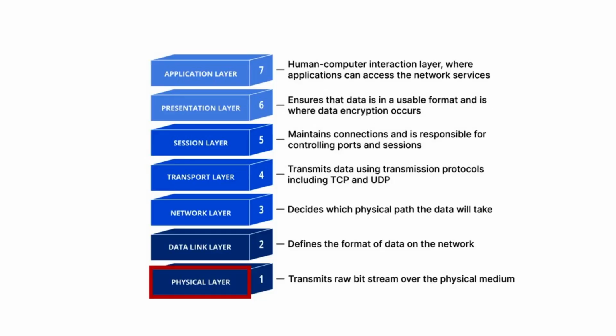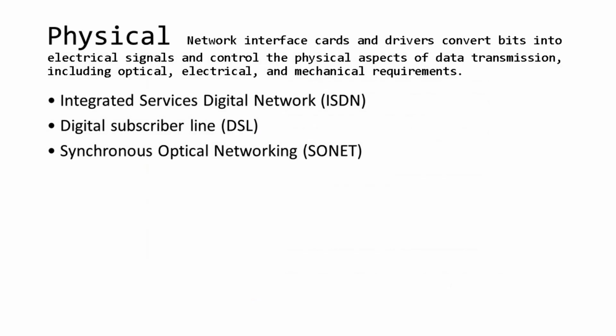Moving down from the data link layer, we'll be at the physical layer of the OSI model, which is the first layer of the OSI model. At this layer, network interface cards and drivers convert bits into electrical signals and control the physical aspects of data transmission, including optical, electrical, and mechanical requirements. Some standard interfaces that work at the physical layer are Integrated Services Digital Network, or ISDN, and Digital Subscriber Line, or DSL.